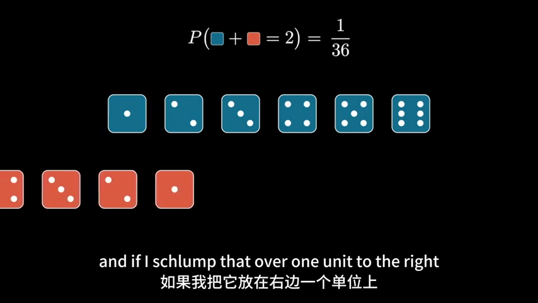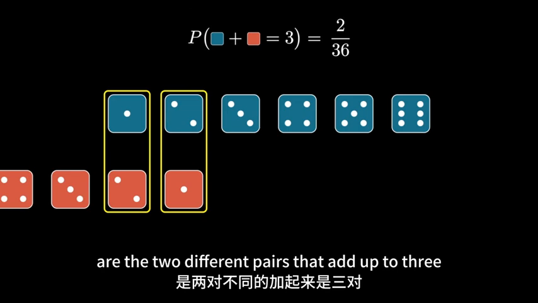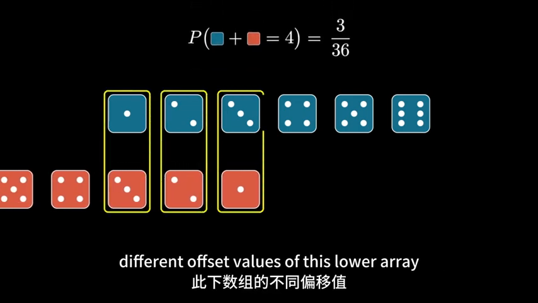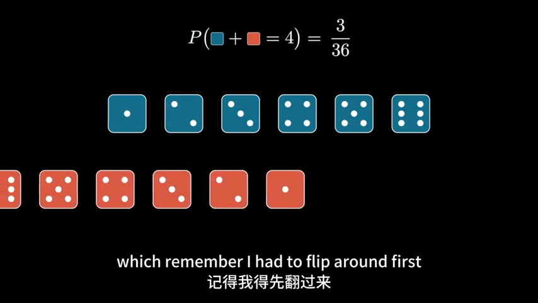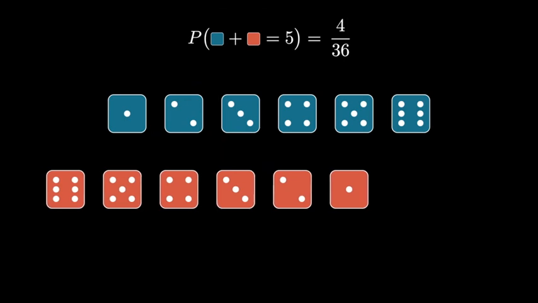And if I slide that over 1 unit to the right, the pairs which align are the 2 different pairs that add up to 3. And in general, different offset values of this lower array, which remember I had to flip around first, reveal all the distinct pairs that have a given sum.